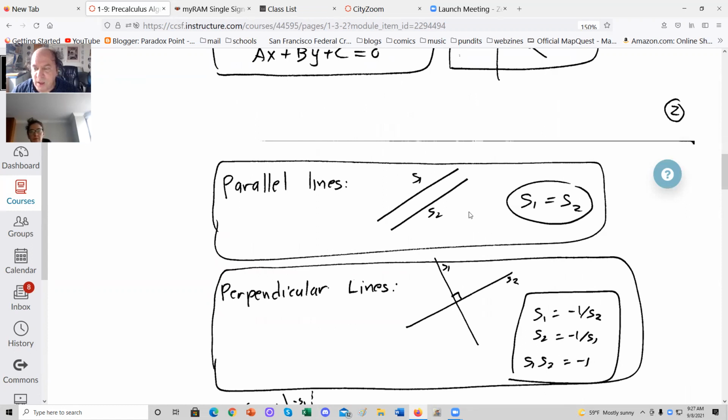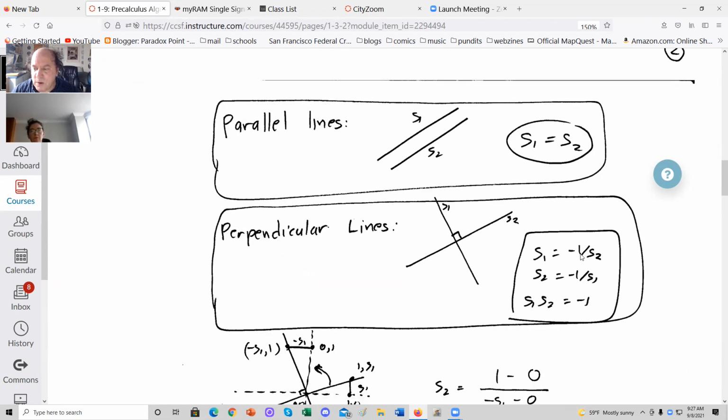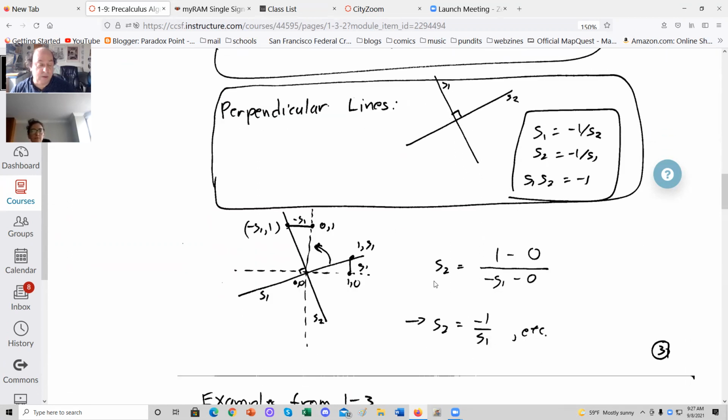If lines are parallel, then the slopes are equal. If the lines are perpendicular, then the product of the slopes equals -1. Or in other words, each slope is -1 divided by the other. A proof goes like this. The book doesn't really give a proof, so I'll give one here.